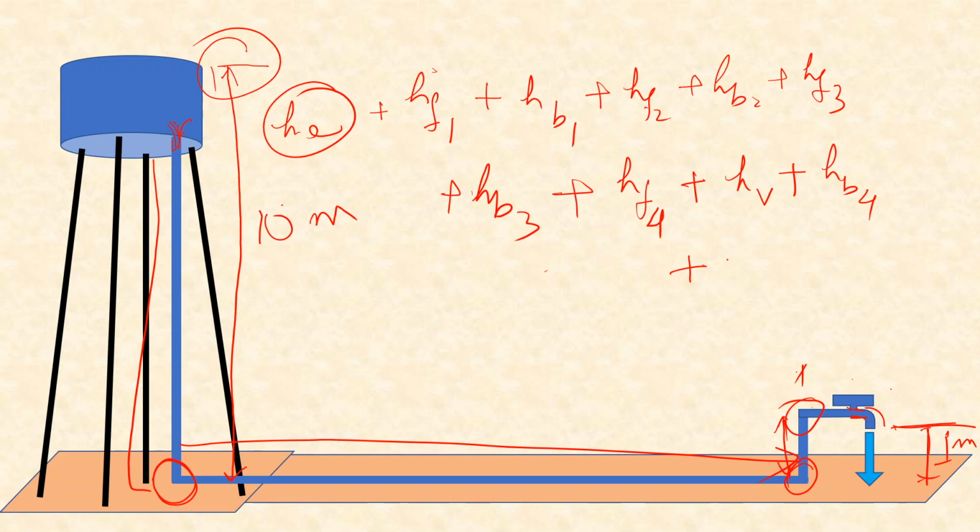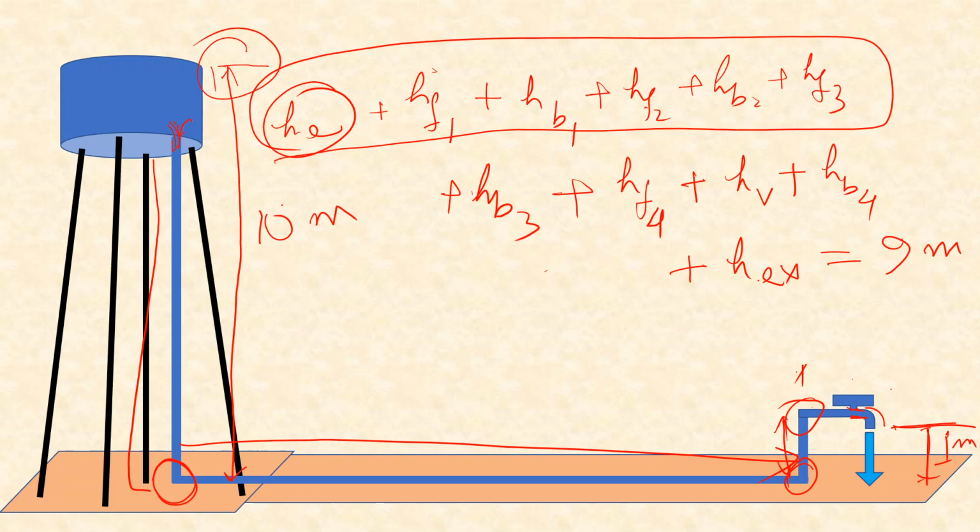And finally head loss at exit. Now you see, so many things have to be added just to find out the accurate velocity through this pipe, and this should be equal to 9 meter. Now all these other types of head losses we have discussed: head loss due to friction, bends, entry, exit. One thing we have not discussed is head loss at this valve.